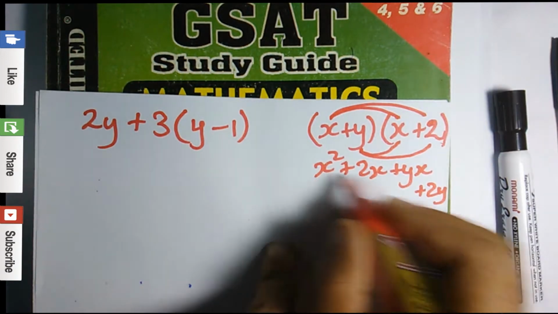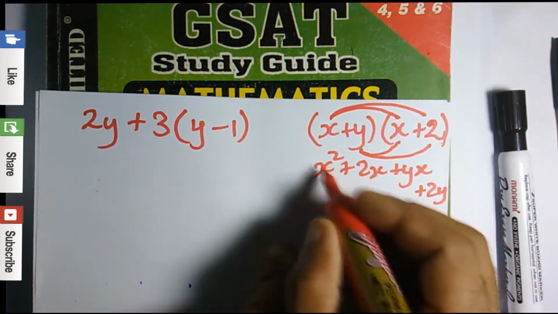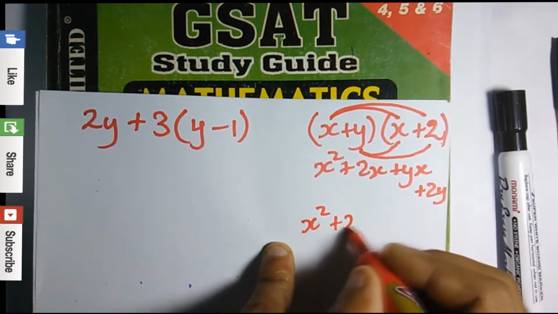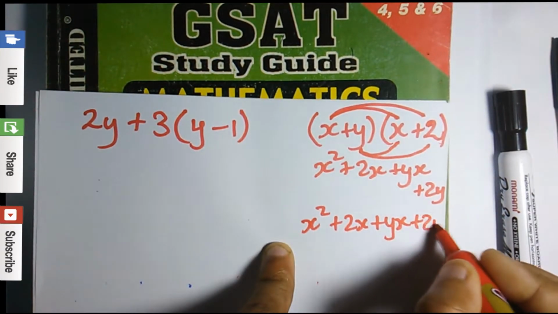And if you look at the question carefully, there aren't any like terms in this expression. So the answer would remain as x squared plus 2x plus yx plus 2y.